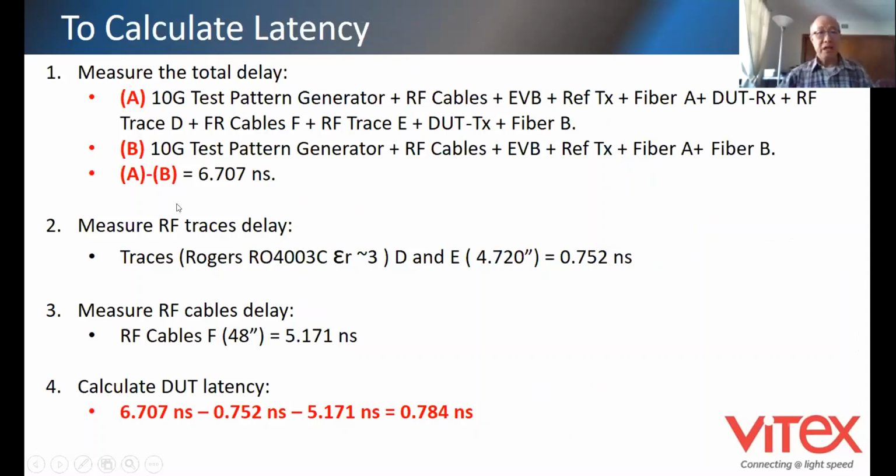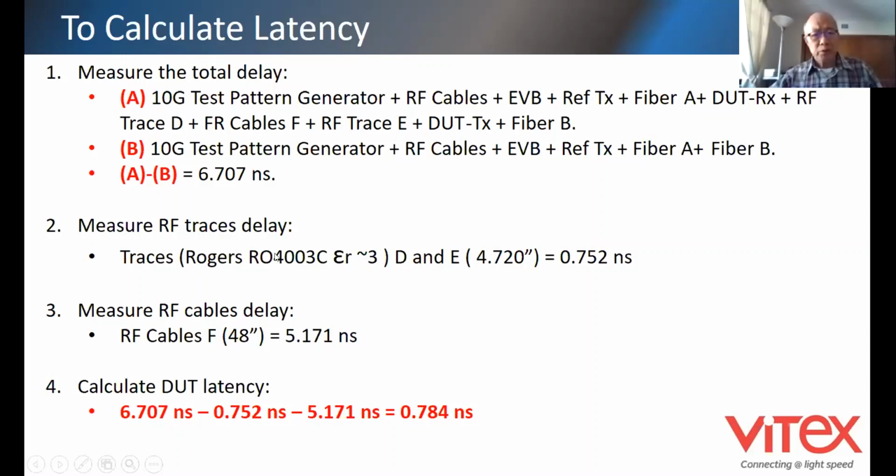So very obvious, A minus B, the difference is 6.707, right? But you remember this difference also includes the onboard EVB traces, the RF traces, and also the loopback cable. For the RF traces, the EVB is Rogers 4003C with a dielectric constant of roughly about 3. It's 10G. Basically, to be exact, at about 7 gigahertz.